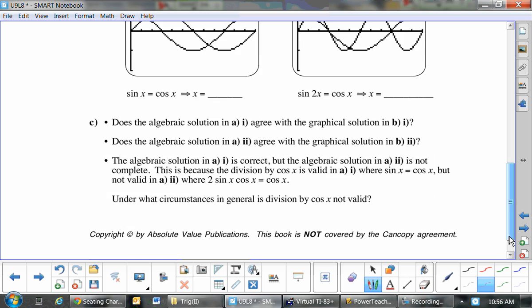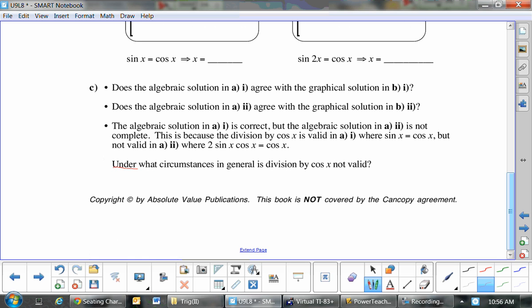So if we go down to the bottom, under what circumstances is division by cos x not valid? And that's, I would say, if x equals pi over 2. You can't divide by 0. Okay, and we've done that. We've done non-permissibles.